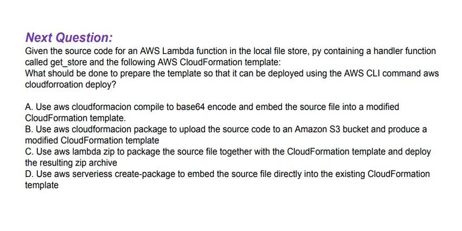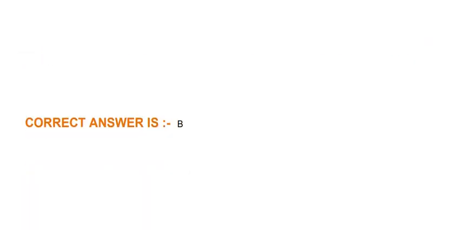Option B. Use aws cloudformation package to upload the source code to an Amazon S3 bucket and produce a modified CloudFormation template. Option C. Use AWS Lambda zip to package the source file together with the CloudFormation template and deploy the resulting zip archive. And option D. Use aws serverless create-package to embed the source file directly into the existing CloudFormation template. The correct answer is option B.